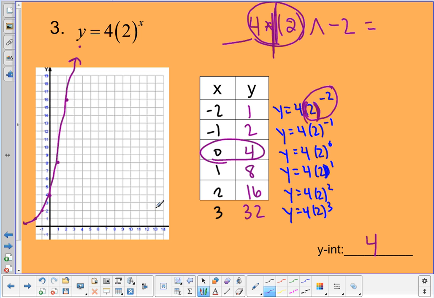Now I just want to talk about this equation for a second before we move on. So take a look at these values. If you notice, going from 1 to 2, I doubled. 2 to 4, doubled. 4 to 8, doubled or multiplied by 2. 8 to 16, multiplied by 2. 16 to 32, multiplied by 2. That comes from this b value here. This value is like your growth or decay rate. So that's where all of those changes are happening.